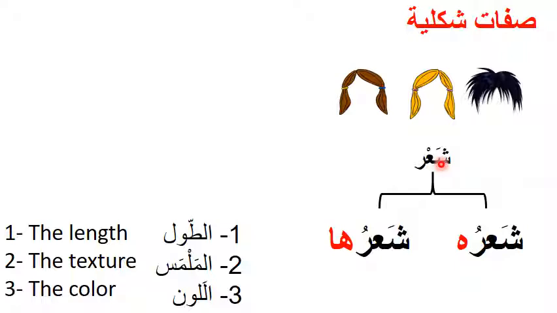So the word شعر means hair. If you want to say his hair, you say شعره. If you're going to say her hair, you're going to say شعرها. You're going to describe the hair in terms of الطول, the length, الملمس, the texture, اللون, the color. Let's see how we can describe someone's hair.